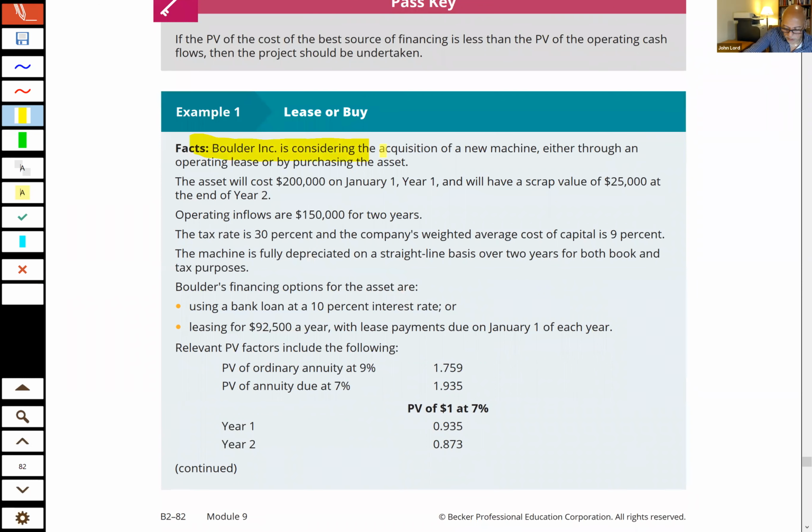So Boulder Inc. is considering the acquisition of a new machine, either through a lease or by purchasing the asset. The asset will cost $200,000 with a scrap value of $25,000 at the end of year 2.